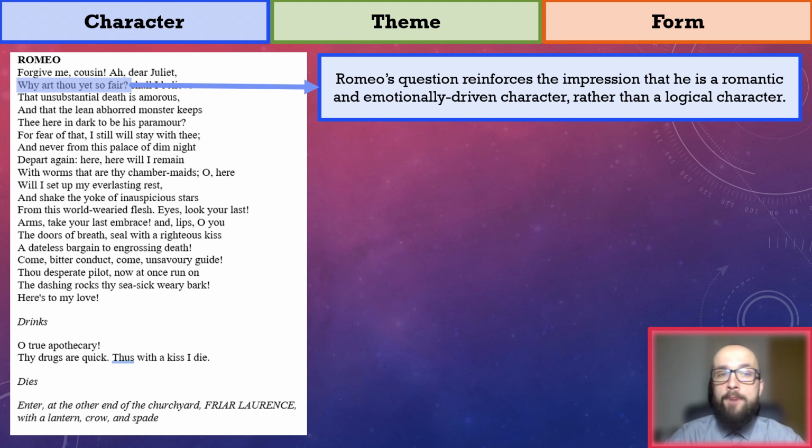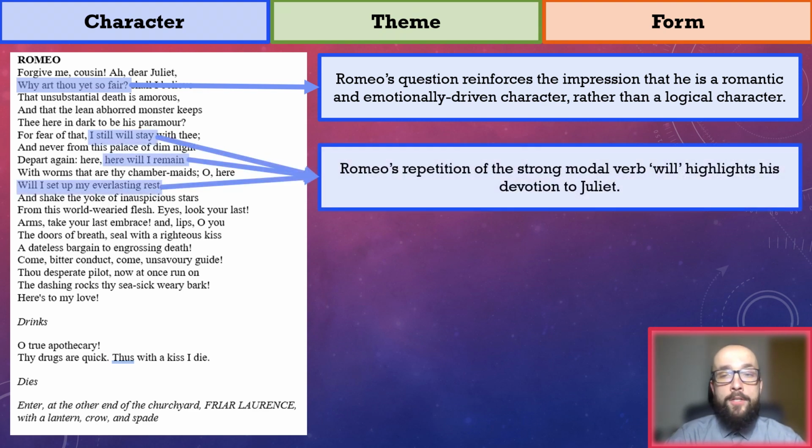Next, I am drawn to Romeo's repetition of the strong modal verb "will", which he uses in conjunction with a series of statements in which he states that he is going to stay by and die by Juliet's side. This repetition of "will" therefore highlights Romeo's devotion to Juliet.